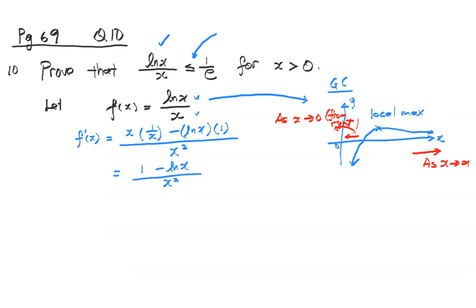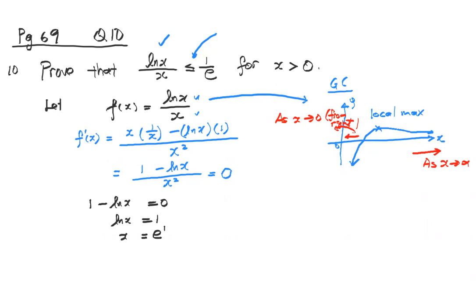Okay, I want to find the stationary point, correct? I can just straight away put this equal to 0. Fraction equal to 0, the top must be 0. So 1 minus ln x equal to 0. So ln x equal to 1. So therefore, x equal to e to the power 1.